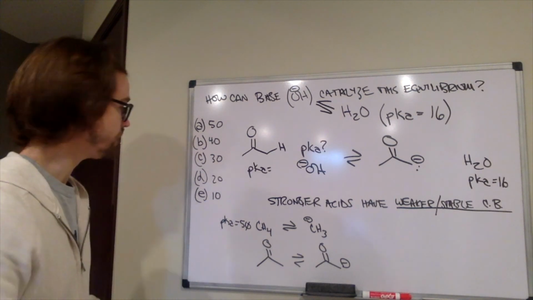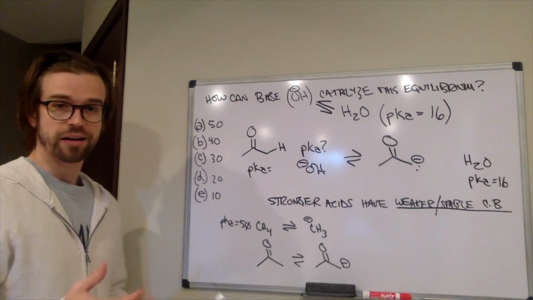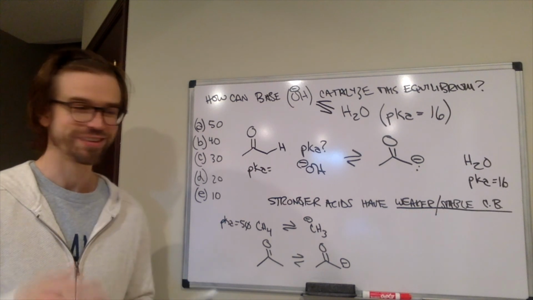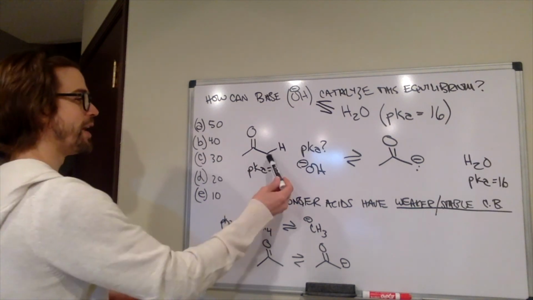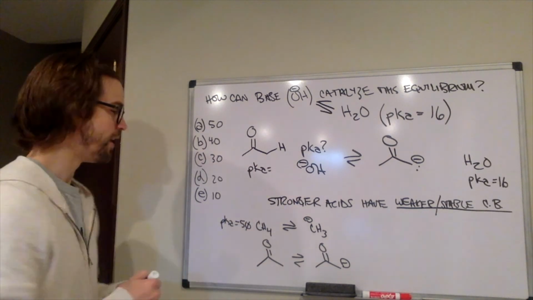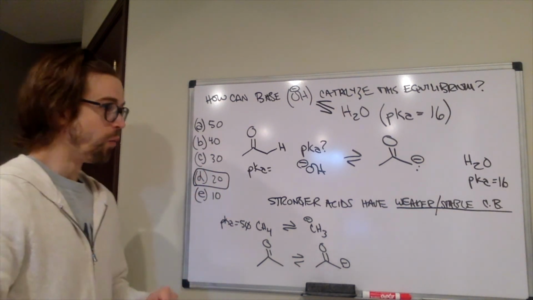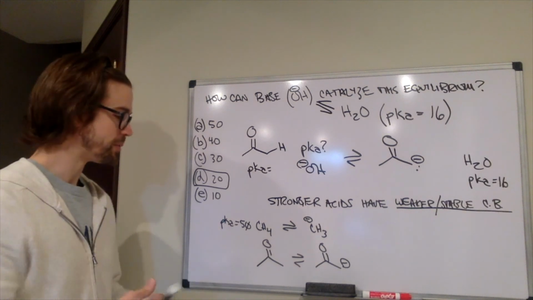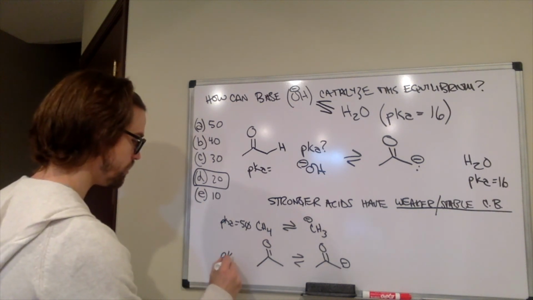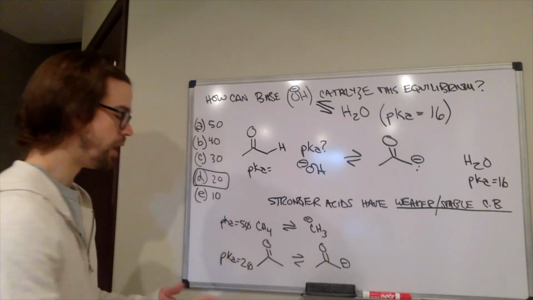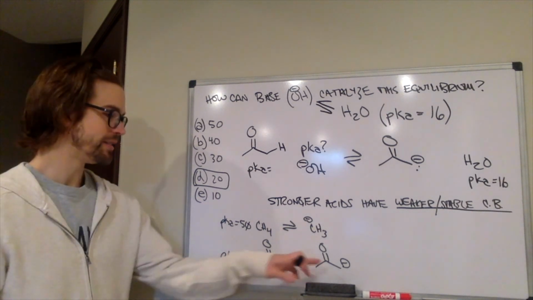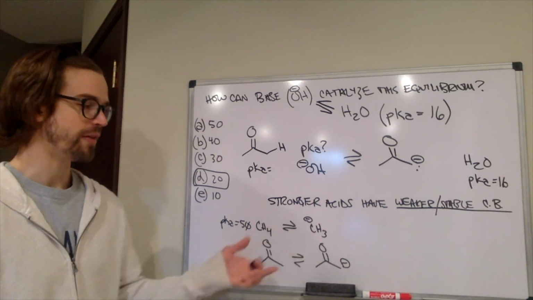All right, I'm going to reveal the answer you've all been waiting for. What is the pKa of this CH bond? It turns out that it's 20. So why is it 20? What makes it so much more stable? We can write that down here too. So this pKa is 20. Why is this carbon anion so much more stable than that carbon anion?